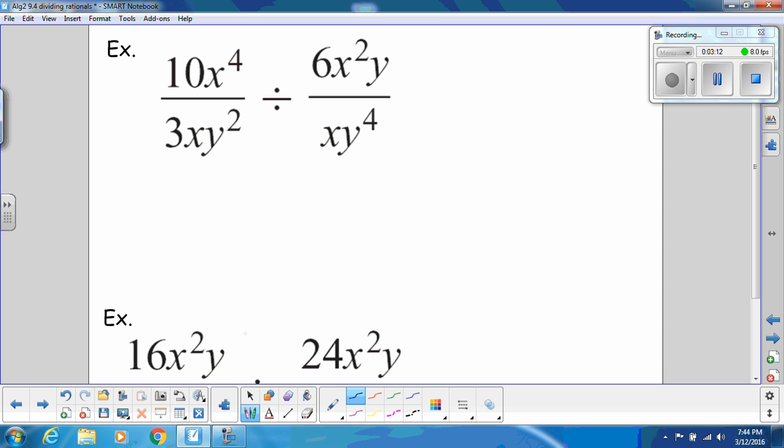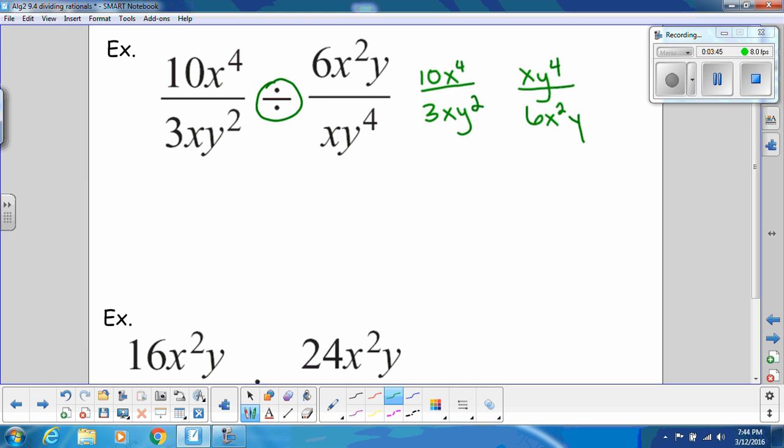All right, so these would be rational expressions. So I'm going to do my KFC first. Okay, so KFC, keep the first one exactly the same. So 10x to the 4th divided by 3xy squared. And I'm going to flip the second one. So I would have xy to the 4th in the numerator, and then 6x squared y in the denominator. And I'm changing this division sign to be a multiplication sign. Now we're ready to factor and cancel.